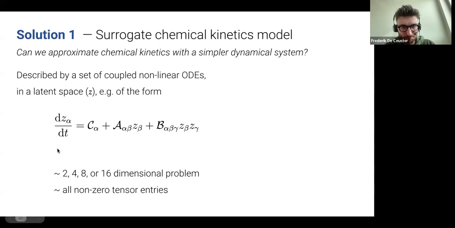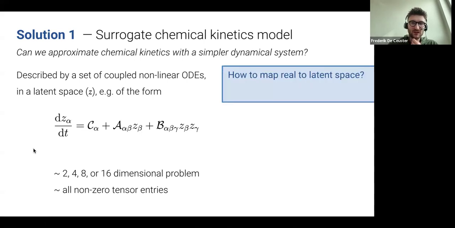So we have this other dynamical system, but now we will consider dimensions which are much smaller than what we originally had. Originally we had like a 500 dimensional system that we tried to solve, and now we try to map it to something like a 2, 4, 8, or 16 dimensional problem. So those are the different cases that we looked at. And because the dimension of the problem is way smaller, we can actually consider all entries of these tensors to be non-zero, because it doesn't really matter to make them sparse or not. There are not many entries anyway.